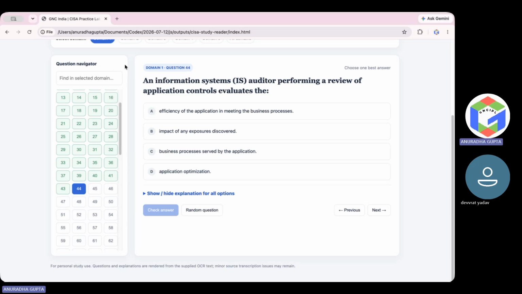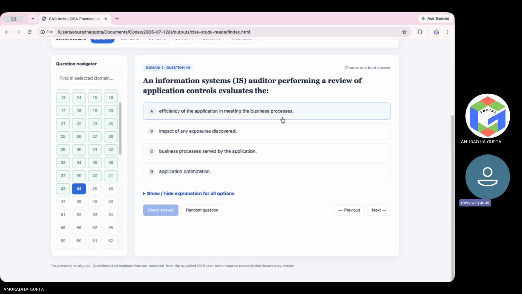And what was going through your mind when you selected that option? C1, A. A1, efficiency of the first application. Okay. So efficiency only comes when the system works properly, healthy. But if the system has any vulnerability, how will it work?